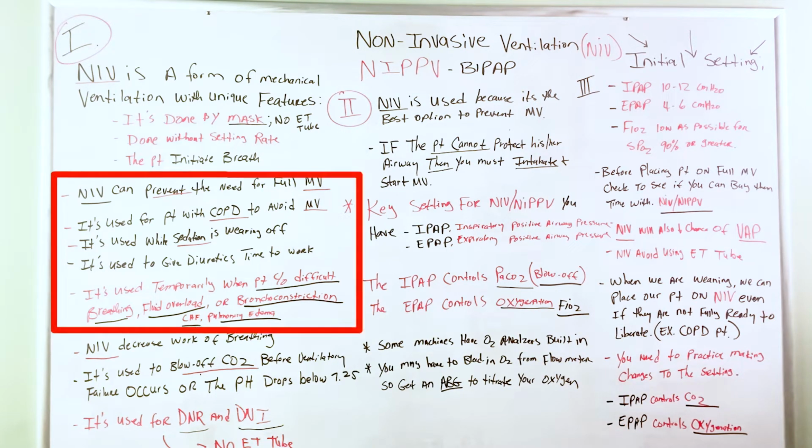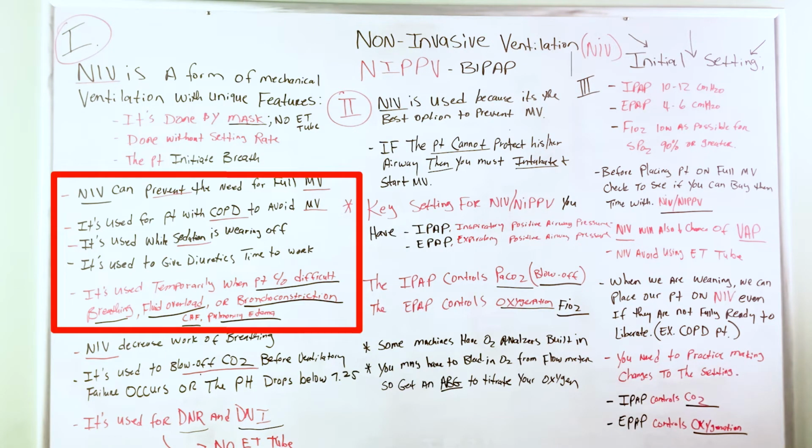This therapy is used for patients with COPD to avoid mechanical ventilation. It's also used while the patient is being weaned off sedation. Okay. It's also used when the patient has been given a diuretic due to difficulty in breathing, to give the diuretic time to pull off that fluid, time to work.